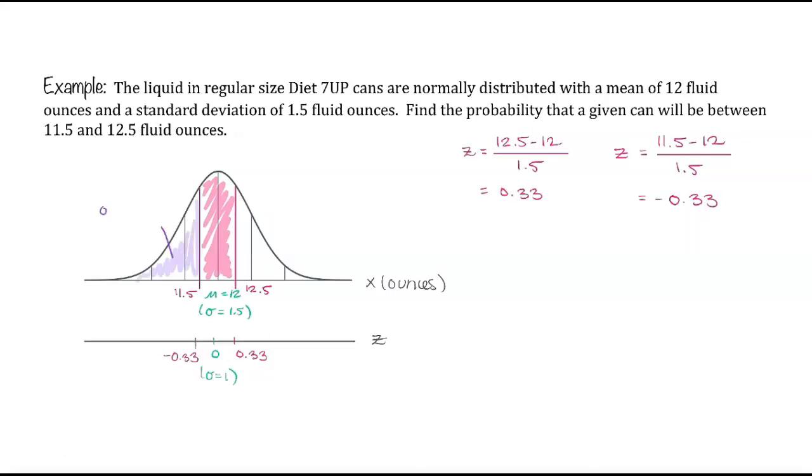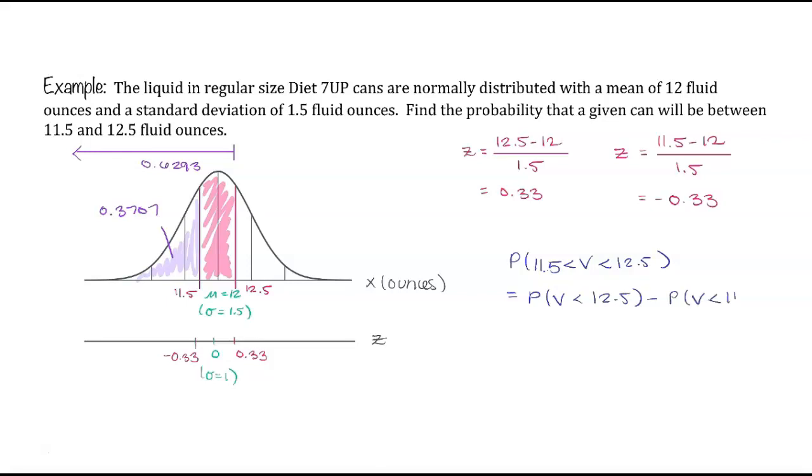0.3707. And the area to the left of positive 0.33, that's everything to the left of here, is equal to 0.6293. So the area between the Z-scores negative 0.33 and positive 0.33 is the difference between these two values. That is, the probability of a can having a volume between 11.5 and 12.5 is equal to the probability of the volume being less than 12.5 minus the probability of the volume being less than 11.5.